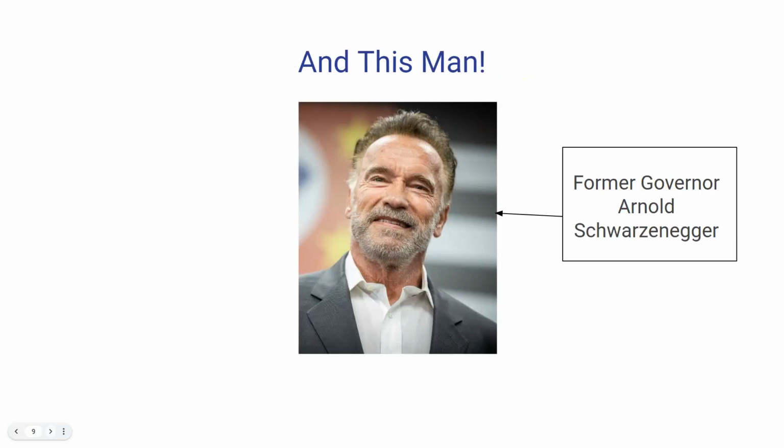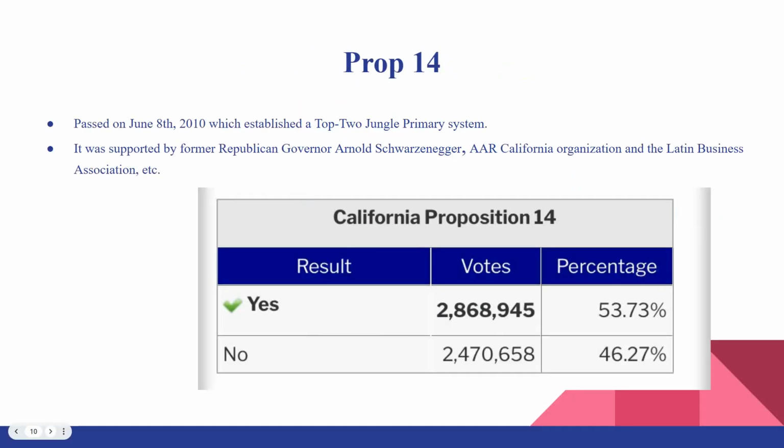Their hard work is what allowed Proposition 14 to pass on June 8th of 2010, which established the top two jungle primary or top two primary system for all elected offices in California except for presidential elections. It was supported by other organizations too, which include the AARP California organization, the Latin Business Organization, the California Alliance for Jobs, and the California Chamber of Commerce.